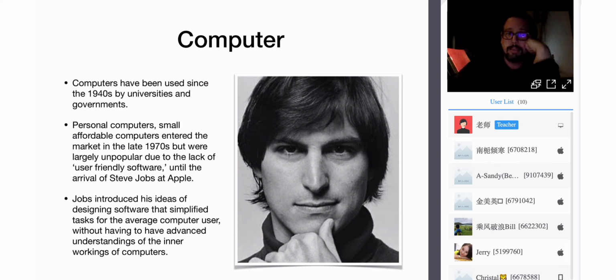In the 1970s, they were largely unpopular due to the lack of software. So then we had people like Bill Gates and people like Steve Jobs. Jobs introduced the idea of designing software that simplified tasks for the average computer user, people like you and me, without having to have the advanced knowledge and understanding of the working of the computer. Computers do the thinking for us.